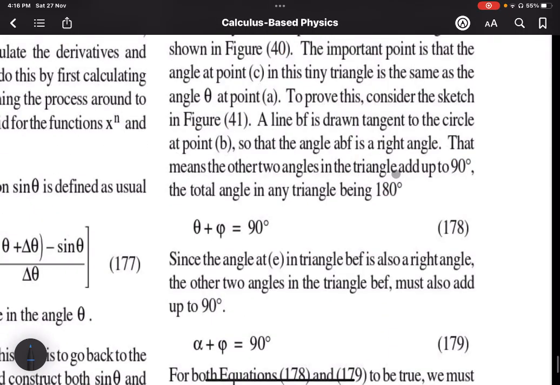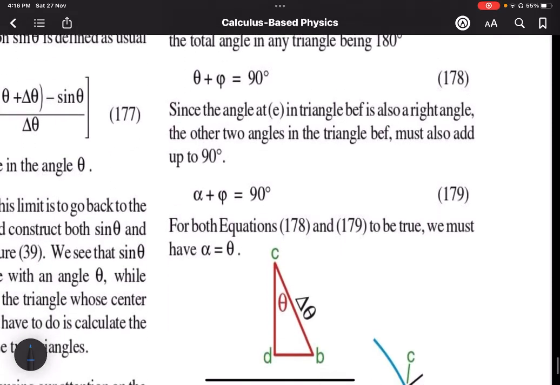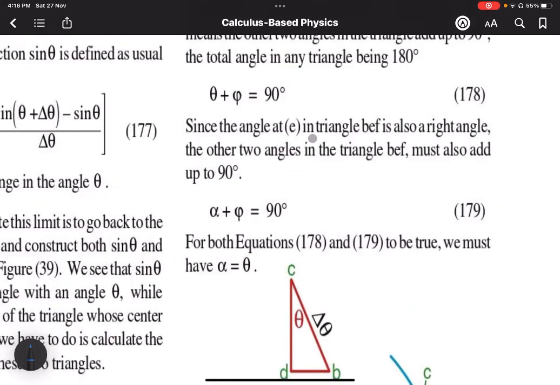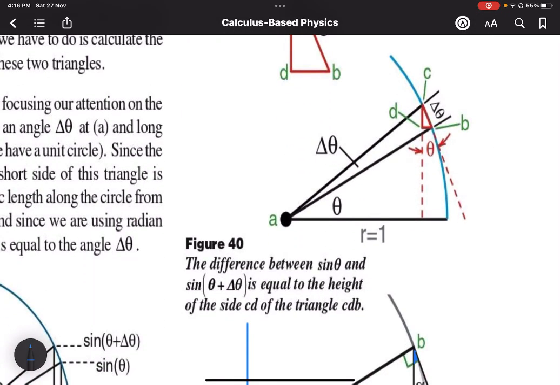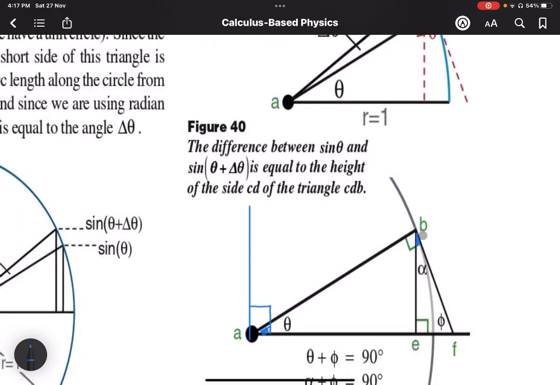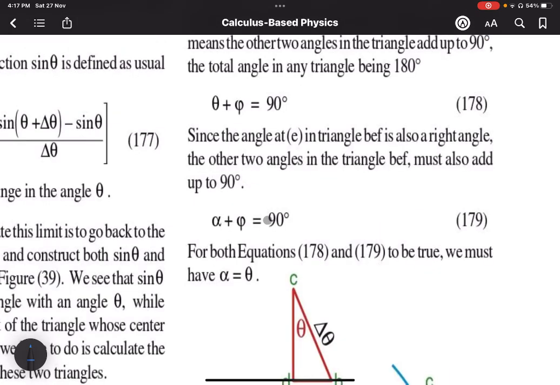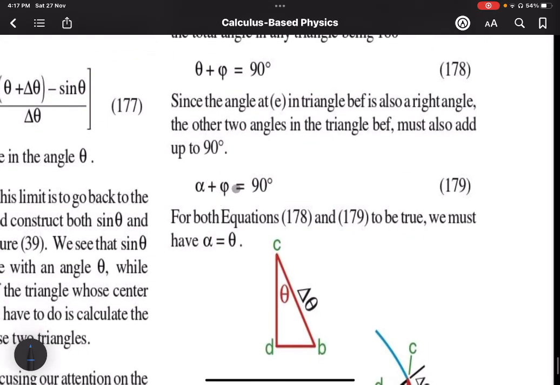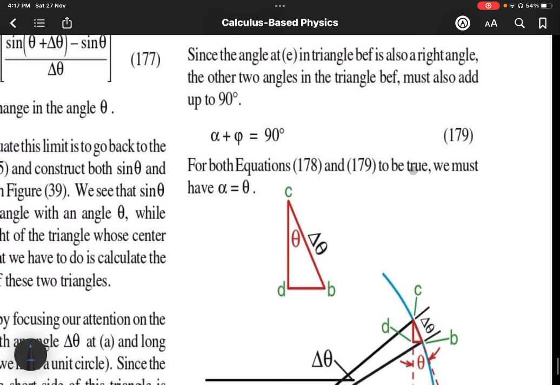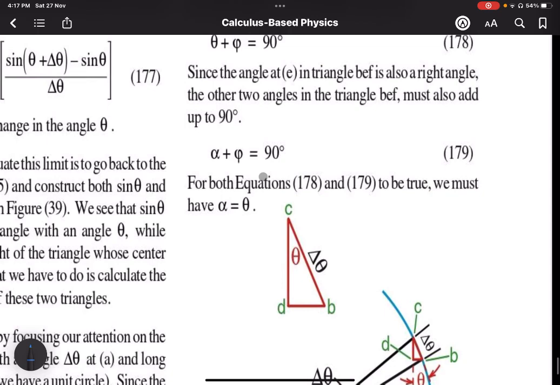That means the other two angles in the triangle add up to 90 degrees, the total angle in any triangle being 180. So this triangle is 180. So if this is 90, the angle at E in the triangle BEF is also a right angle. The other two angles in the triangle BEF must also add up to 90. Okay? So there we will know that they have the same angle measurements. So this is our formula, equation 179, alpha plus theta equals 90 degrees. For both equation 178 and 179 to be true, we must have alpha equal to the angle theta.